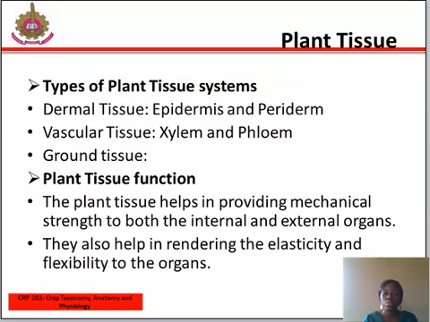The various types of plant tissue system are the dermal tissue, the vascular tissue, and then the ground tissue. The dermal tissue of the stem consists primarily of epidermis and periderm. Epidermis is the outermost layer of the primary plant body, which covers the root, stems, leaves, floral parts, and seeds, while the periderm is the outermost layer of the stem and roots of woody plants such as trees.